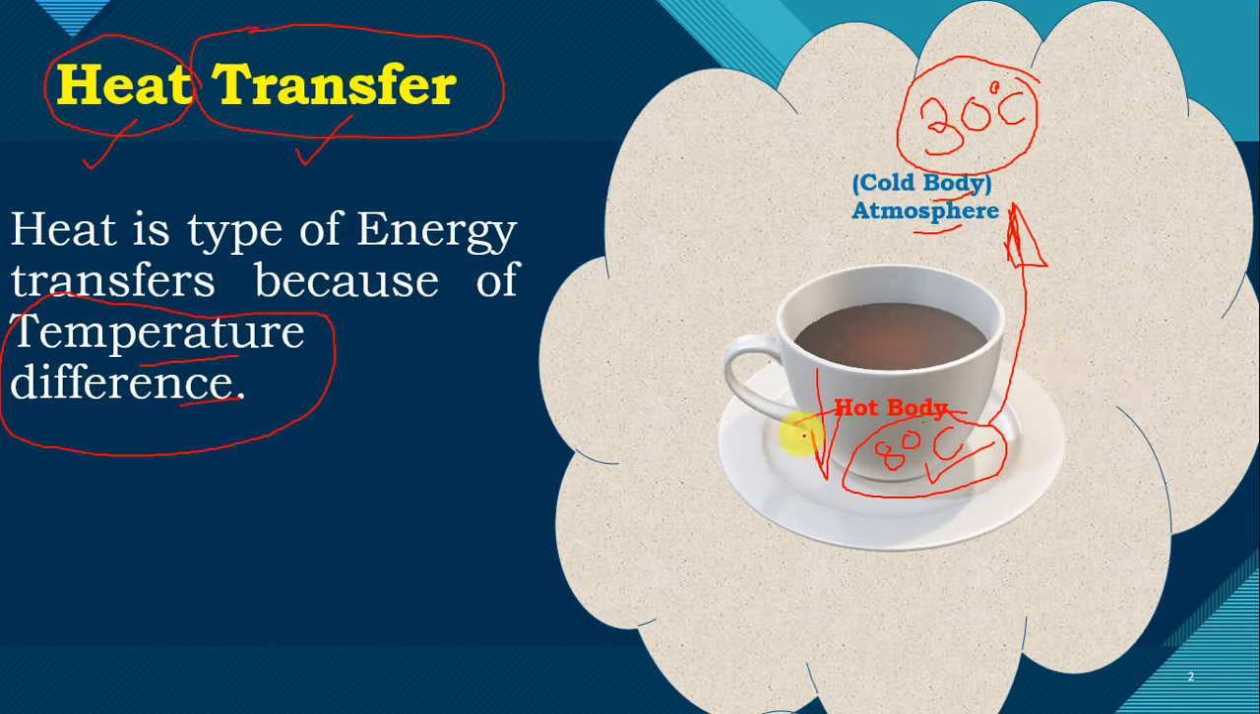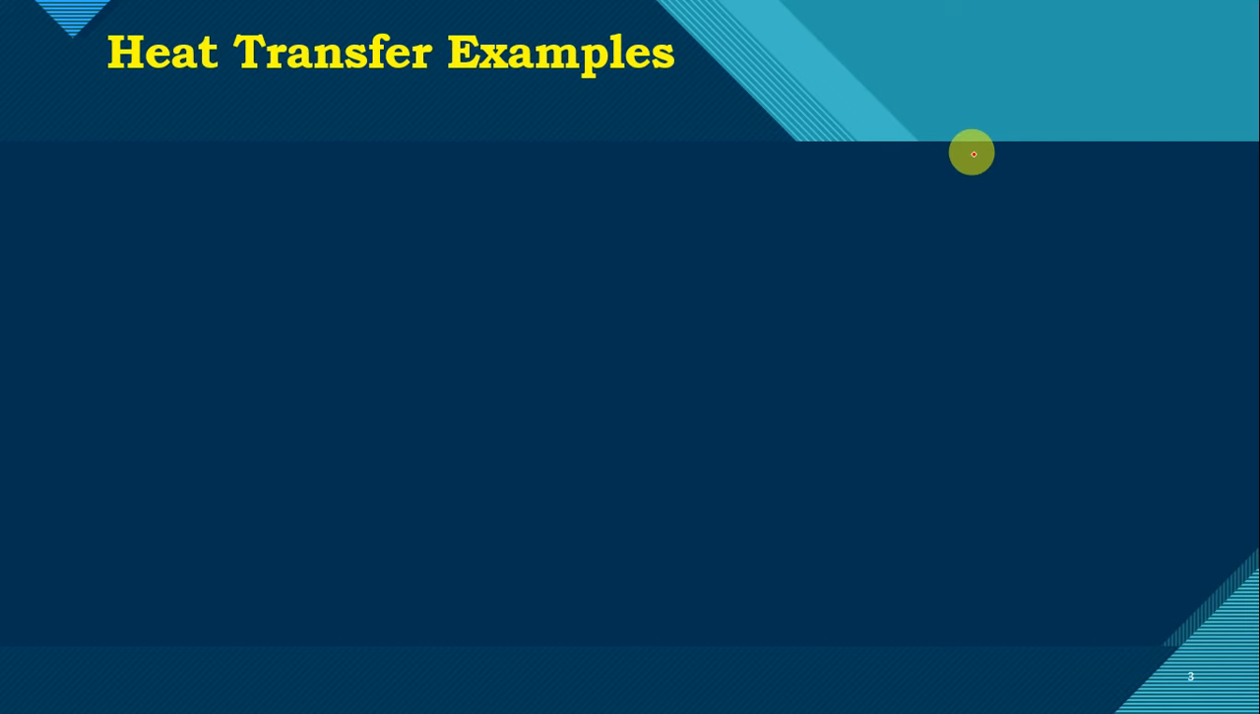If you observe after half an hour or 1 hour, you will see that the temperature of the coffee cup has become equal to the atmosphere. When it becomes equal to the atmosphere, heat transfer will not be there. Why? Because when it becomes equal to the atmosphere, its temperature will be 30 degrees Celsius and the atmosphere will be at 30 degrees Celsius. So the temperature difference is 0 degrees Celsius, and when the temperature difference is 0, heat transfer will not take place. Now let's consider some other examples of heat transfer.